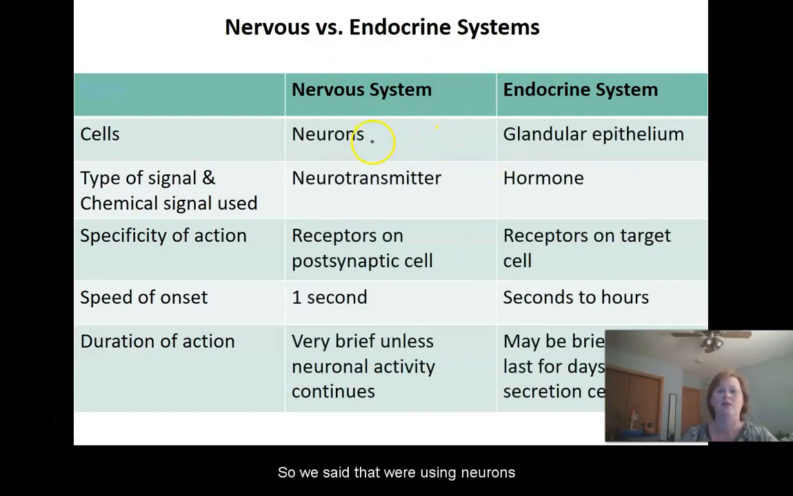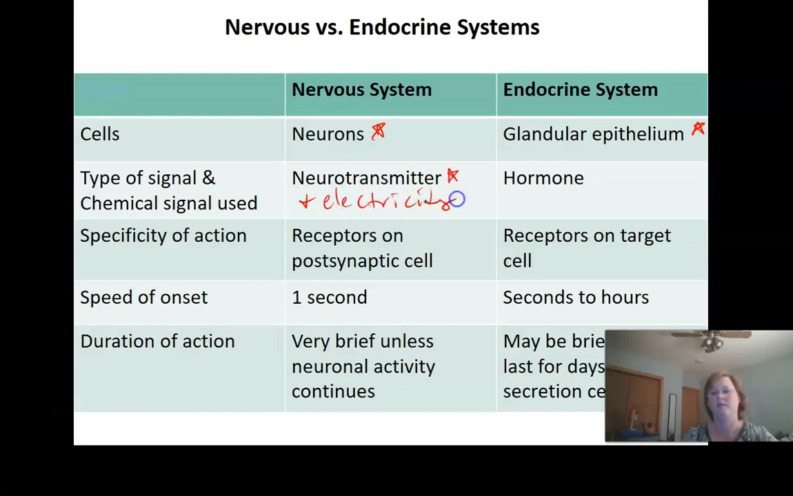So we said that we're using neurons as opposed to glandular cells. We're using neurotransmitters, and don't forget about that electricity, as opposed to hormones. With the nervous system, we have to have receptors on the postsynaptic cell. In the endocrine system, we're using target cells.